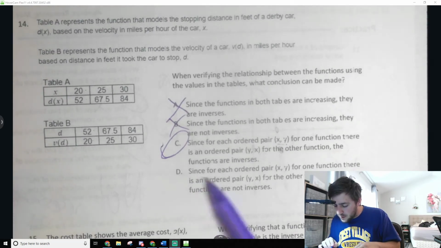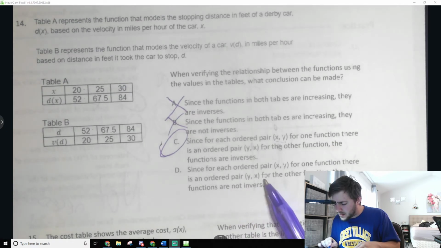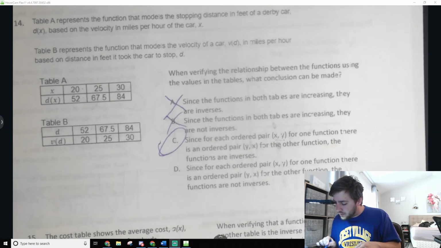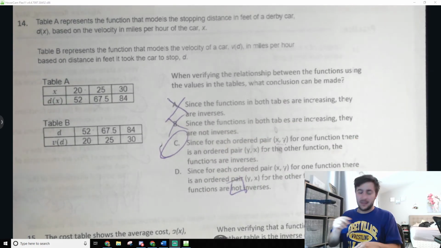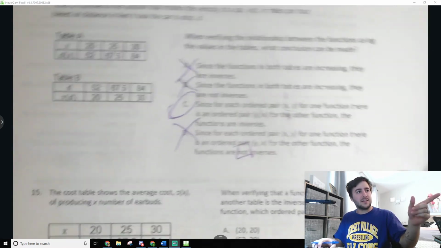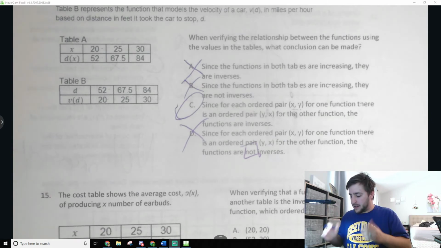Let's see what D says, just to see. So since for each ordered pair x, y for one function, there is an ordered pair y, x. Okay, that's the same. For the other functions, the functions are not inverses. Okay, that was the difference they put in there. They're not. Nope. It's C. We want to see that flip-flopping. We want to see that x switching with y and vice versa. That tells us that those are inverses.